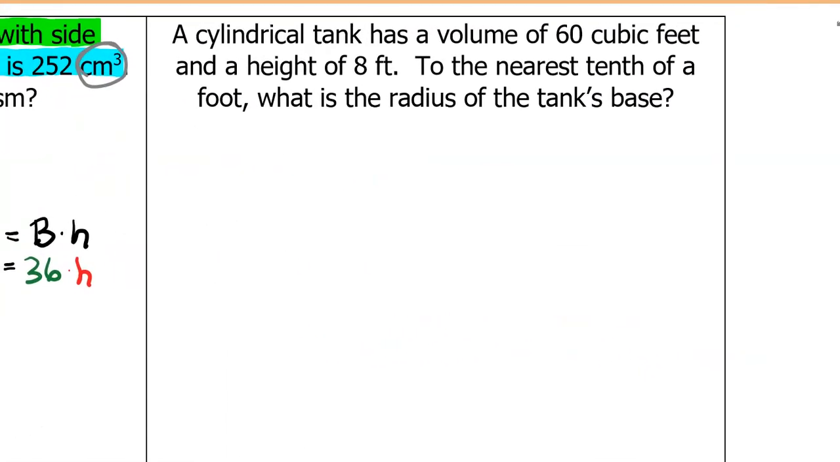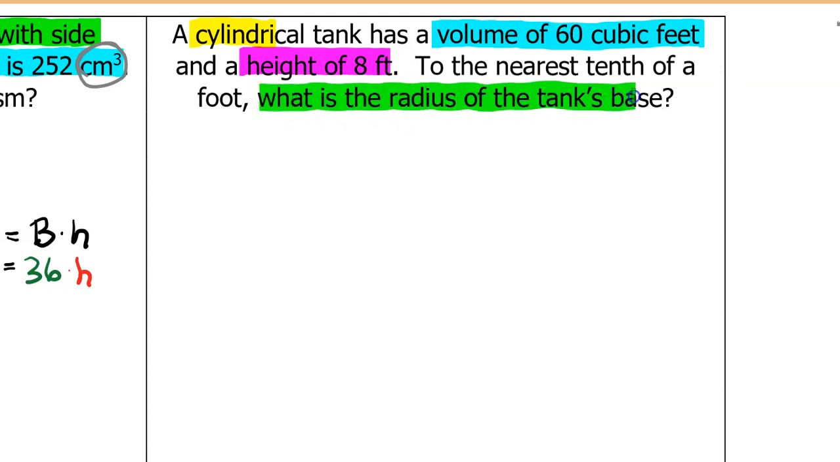Over here, a cylindrical tank, just meaning it's a cylinder. It has a volume of 60 cubic feet, and it has a height of 8 feet. To the nearest tenth of a foot, that's just telling us how to round. It's asking what is the radius of the tank's base. Here again, pause the video and see what you can do with this on your own, and then unpause when you're ready to check or if you get stuck.